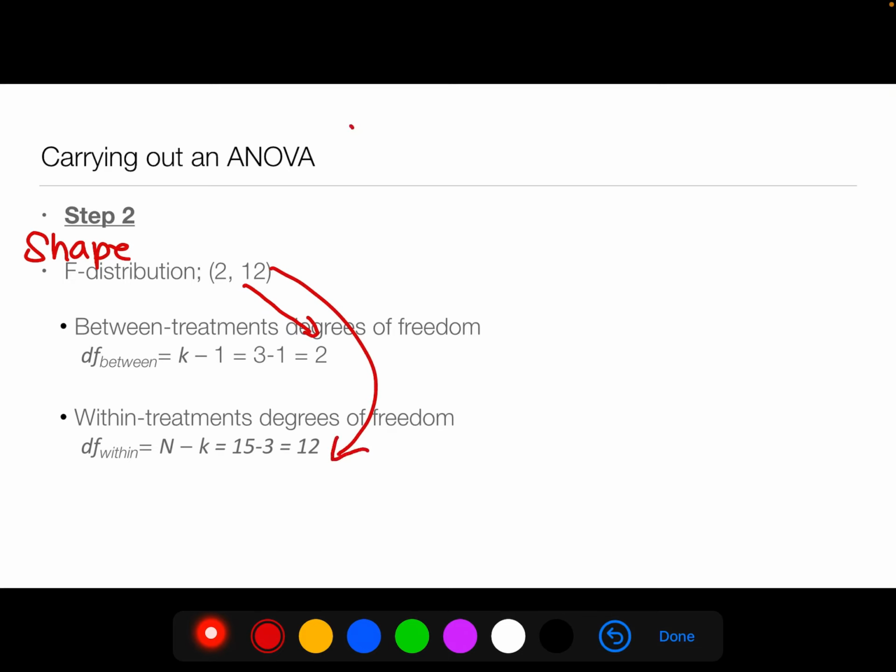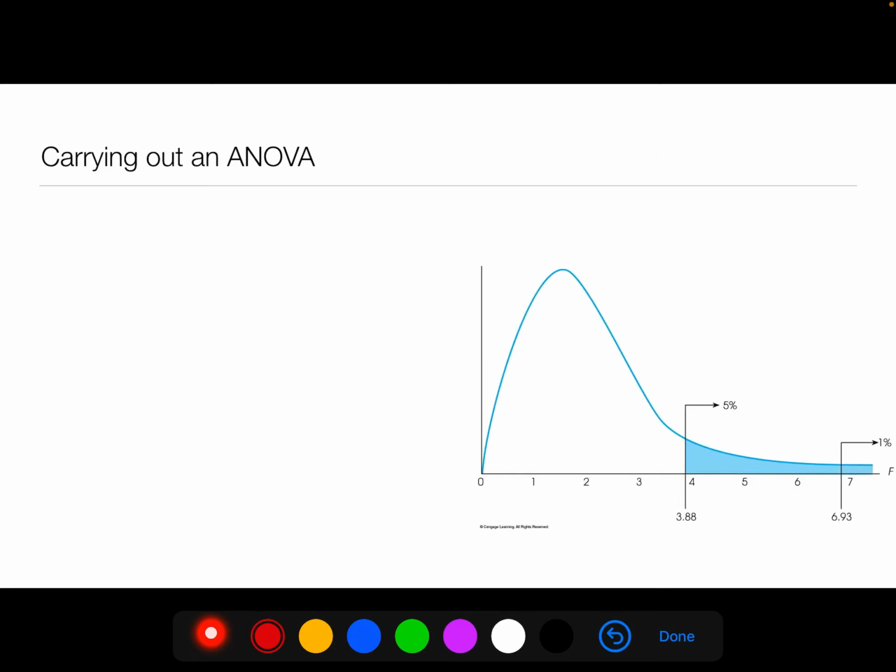Again, remember we pulled out from the information on the first page that big N was equal to 15 and K was equal to 3, the number of groups. And so for our between, we just say K, 3, minus 1 is equal to 2. For our degrees of freedom within, our big N of 15 minus that K is equal to 12.